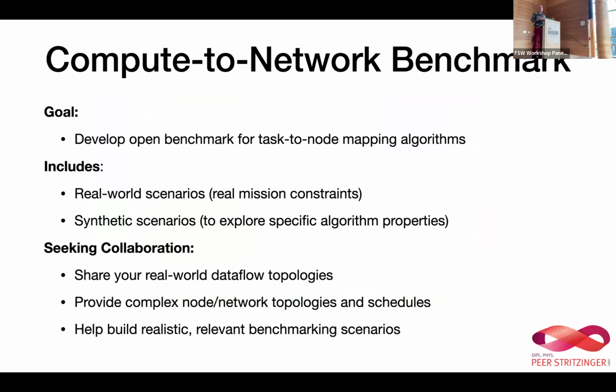So actually a good collection of real-world data flow graphs and real-world topologies and with real-world data to map them onto each other. So that's kind of like the question to the audience. If anybody is willing to share any interesting graphs with us, I'm actually building a benchmark seed out of them at the moment.